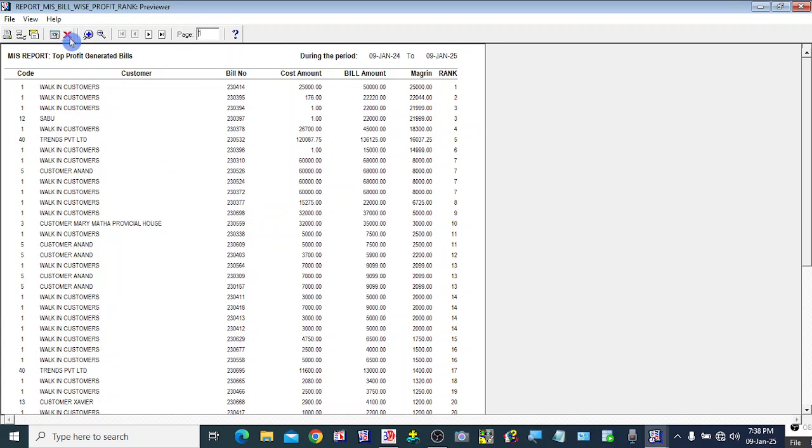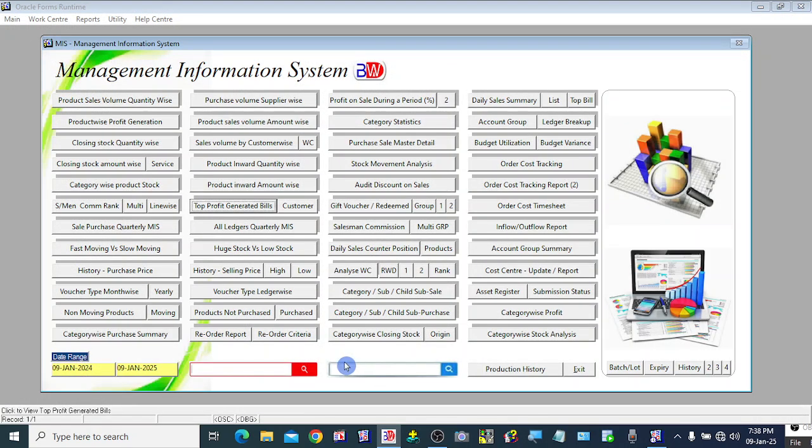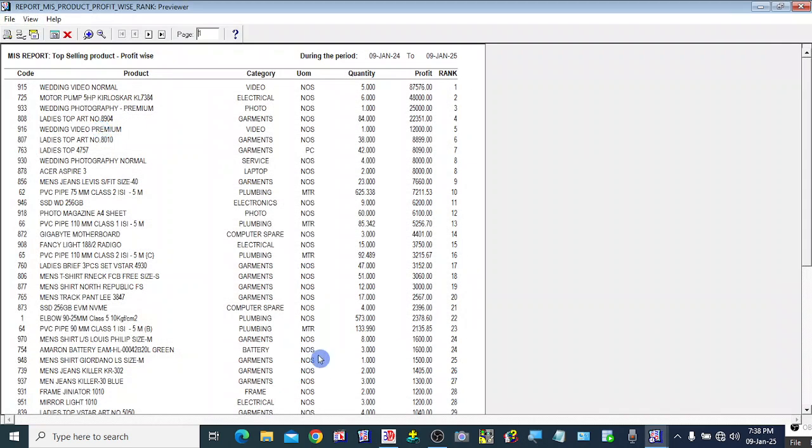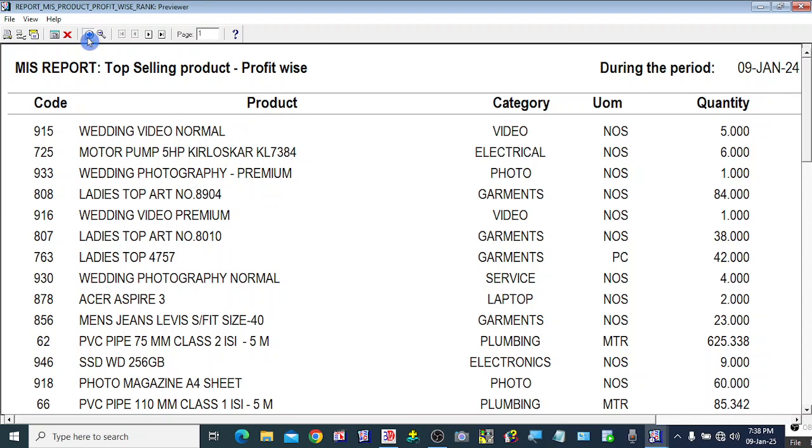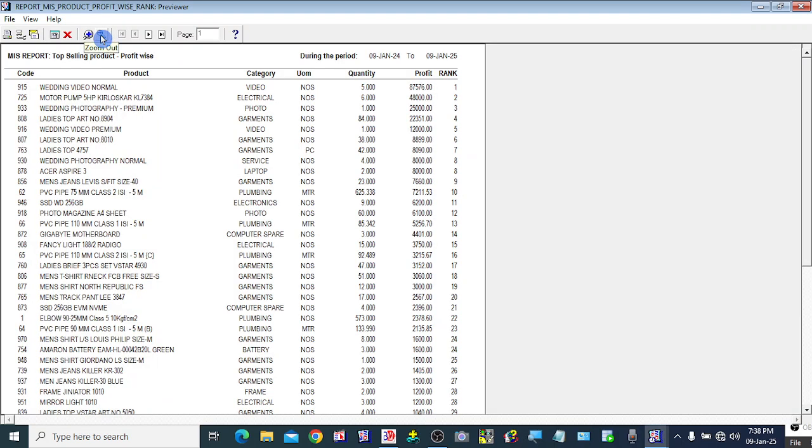If I want to know by selling which product I have generated more profit, here there is one feature, product wise profit generation. By clicking this, we can see the previous report, against which bill we have generated more profit. That information is available in the previous report. Here in this report, by selling which product I generated more profit, that we can see in this product wise profit report.